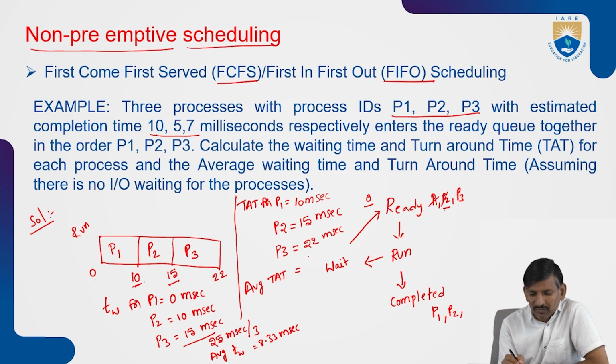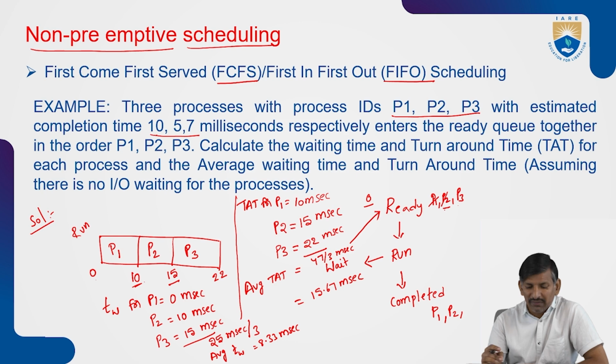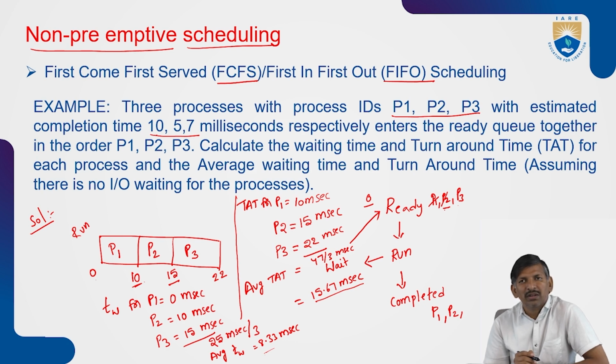It is equal to the sum of these three, 47 by 3 milliseconds, which is equal to 15.67 milliseconds. So for this requirement, the average waiting time is 8.33 milliseconds and the average turnaround time is 15.67 milliseconds. So like this, we can calculate average waiting time and turnaround time and decide which scheduling algorithm is suitable for this requirement in this operating system based design.